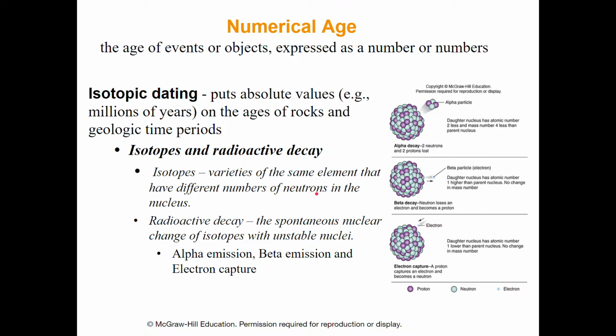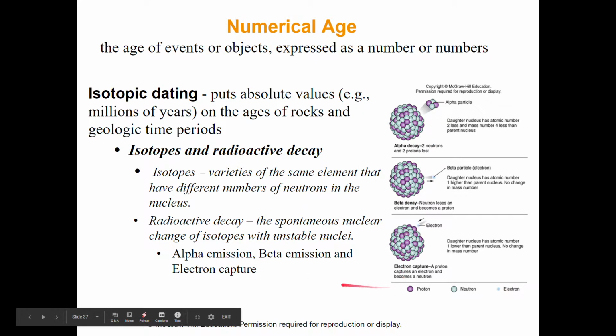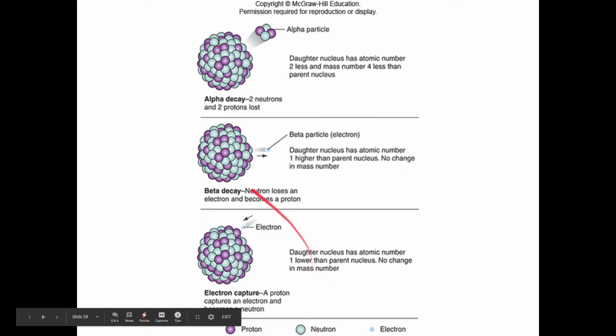So certain isotopes, if they have too many neutrons, will become radioactive. They will become unstable, and they'll go through decay. And there's different types of decay that they'll go through. Basically, they will radiate stuff. They will become radioactive. And there's alpha decay and beta decay and electron capture.